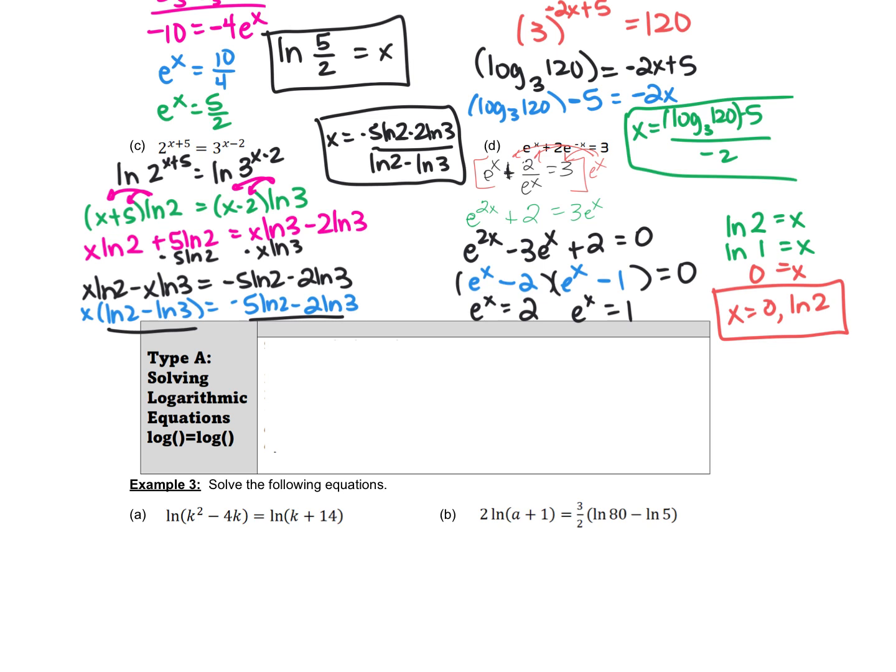All right. So when we solve a logarithmic equation, two types. You want a single log on each side with no coefficients. Okay, a single log on each side. Just like exponents, if the bases are equal, the stuff inside is equal.